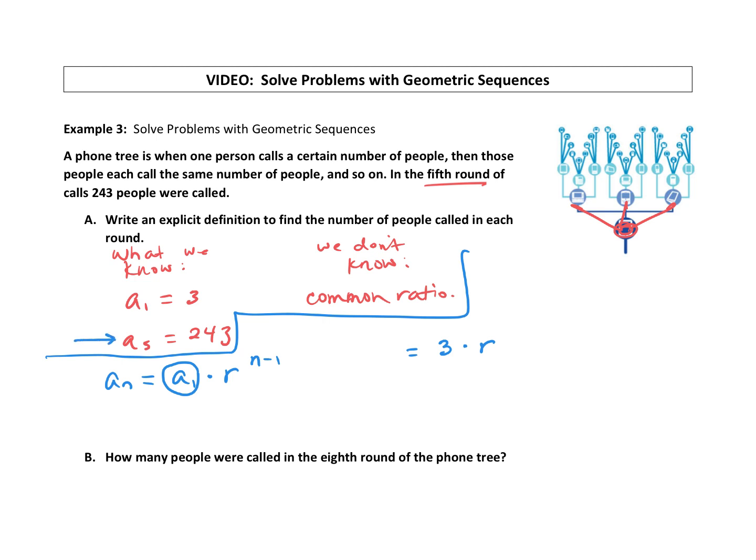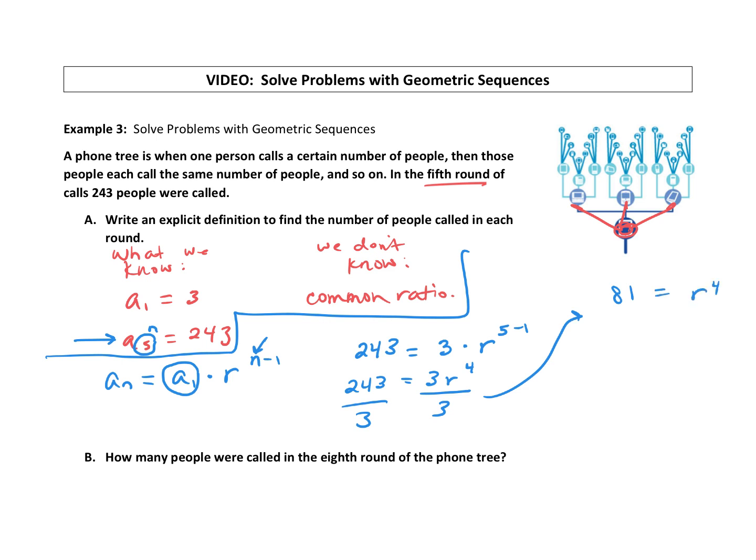So when the fifth term is 243, that 5 is our n. So I'm going to plug that in for this n right here. So 5 minus 1. And the fifth term is 243, so that's what goes over here, 243. Now we can solve for our unknown value of r. So we have 243 equals 3 times r to the 4th power when we subtract 5 minus 1. Let's solve for r by dividing by 3. That gives us 81 is equal to r to the 4th power.